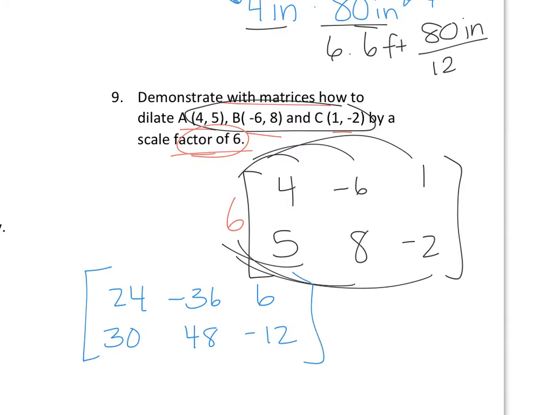And then if you had to graph it, just make sure that you write these as ordered pairs. So 24, 30 would be A prime. This would be B prime. This would be C prime.